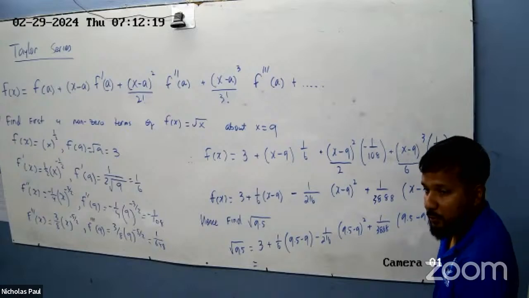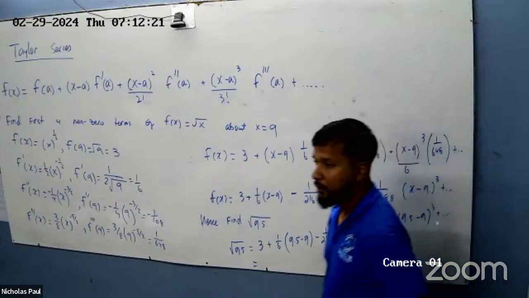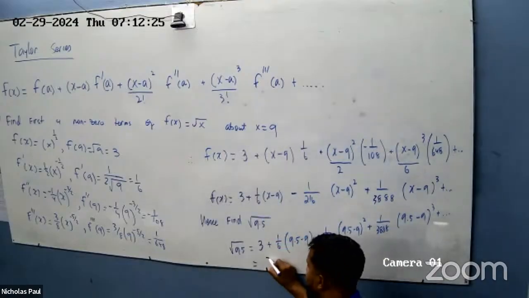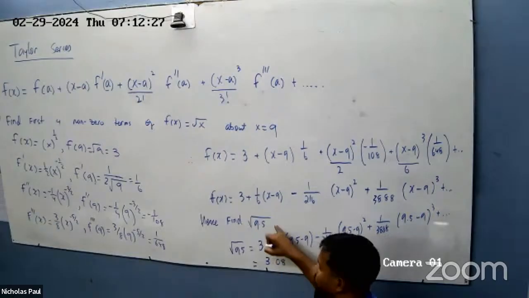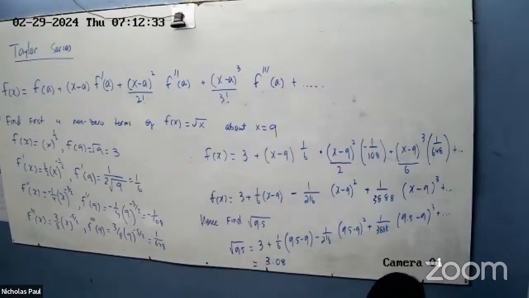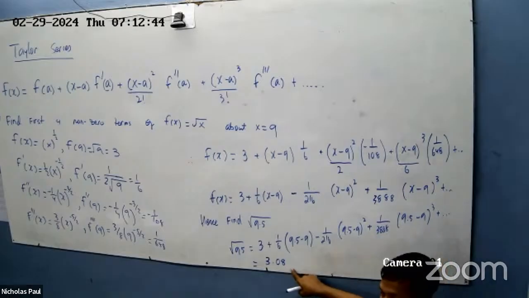How much did you get when you work it out the long way? 3.08. And what's the actual? 3.1. It's supposed to be close here, because as they go further, it gets less accurate.